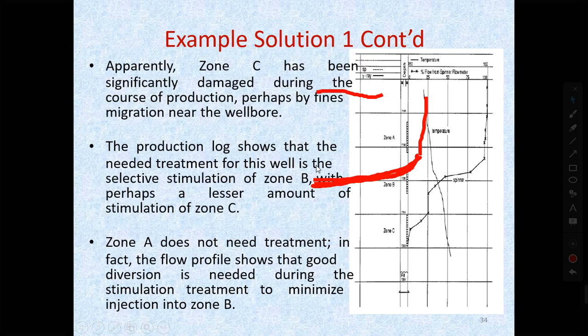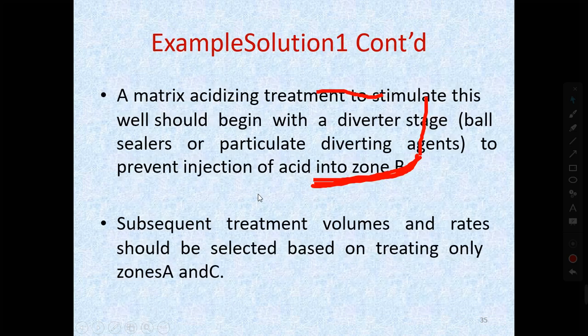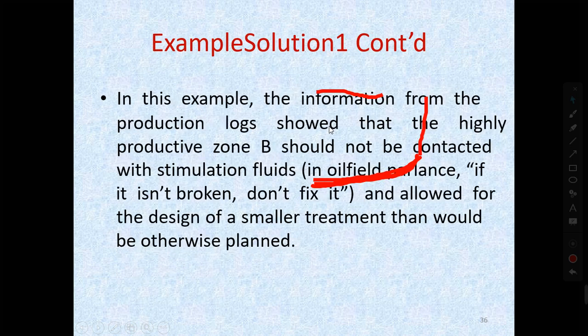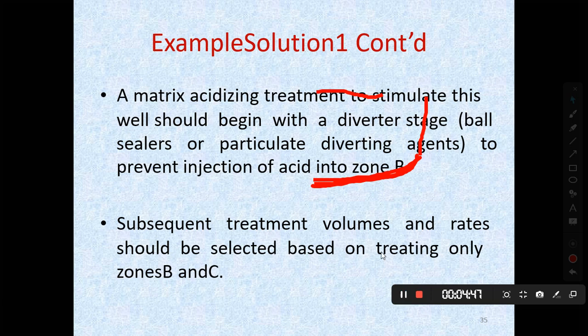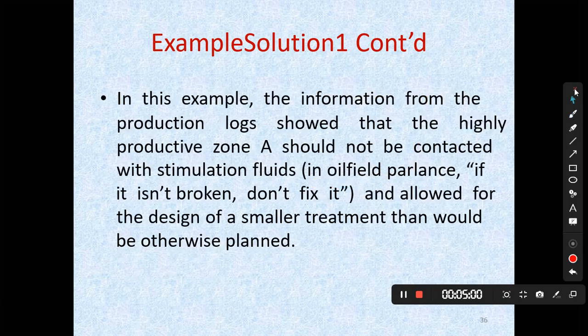So we will do the acidizing treatment in zones B and C, where the well is severely damaged. We do the matrix acidizing and try to treat the B and C zones, and we make sure that zone A is not contacted. Zone A should not be touched because it's performing well, so why should we do acidizing there? B and C should be selected based on the production logging.